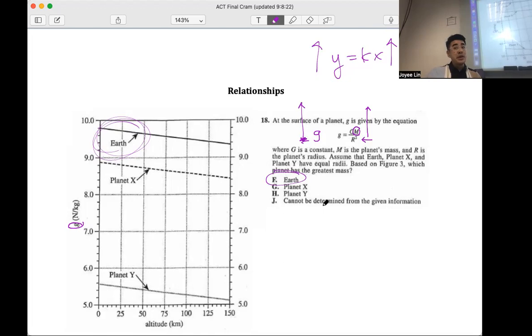Versus here, if they ask for radius, right? Little g versus radius would be opposite because radius is in the denominator.